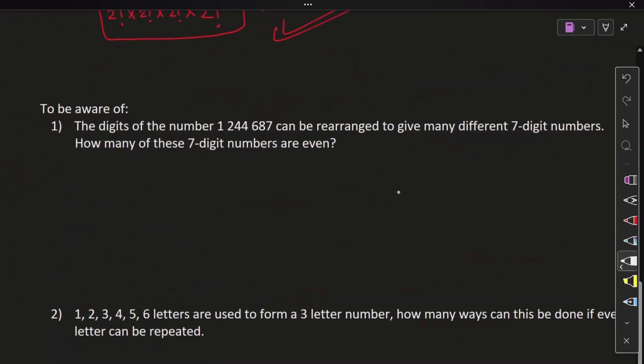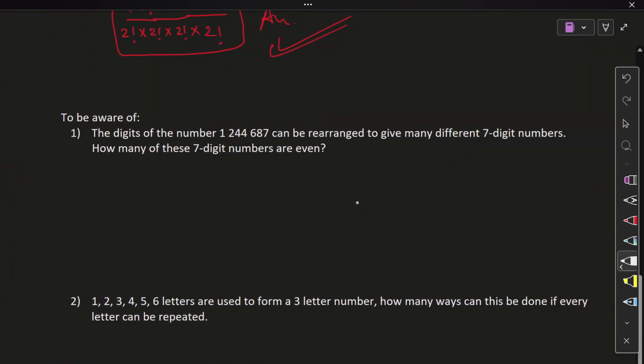Now, some questions you should be aware of, very important questions. The digits of the number 1, 2, and so on can be rearranged to give many different 7-digit numbers. How many of these 7-digit numbers are even? Now here's a tip. Look, 7 positions I have to fill and I have exactly 7 numbers. So I'm going to use factorial. Good. That's one thing I've already found out. Now 7 positions, 1, 2, 3, 4, 5, 6, 7. Why have I made this such a big dash? I'm going to explain.